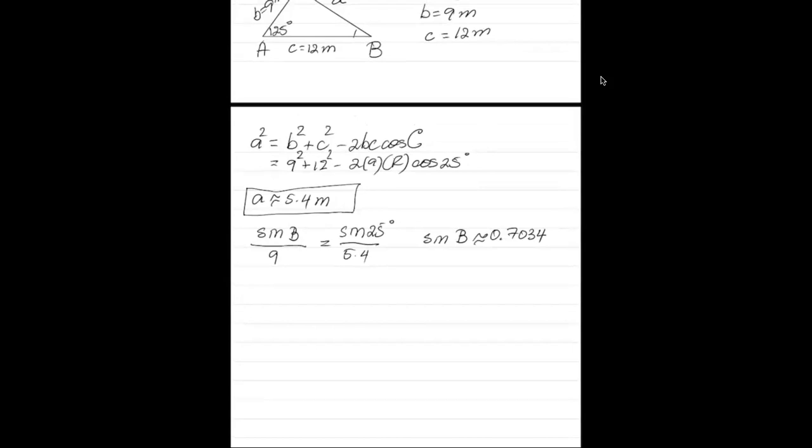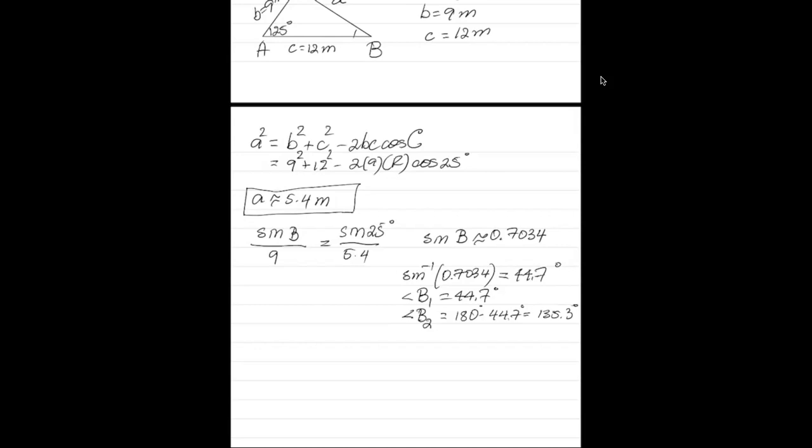If you use your calculator and do the sine inverse of 0.7034, that will give you the acute angle, 44.7. I'll call this angle B1, 44.7 degrees, but is there another angle B2 whose sine is 0.7034? Yes, there is, and that is 180 minus 44.7 degrees, which is 135.3 degrees.